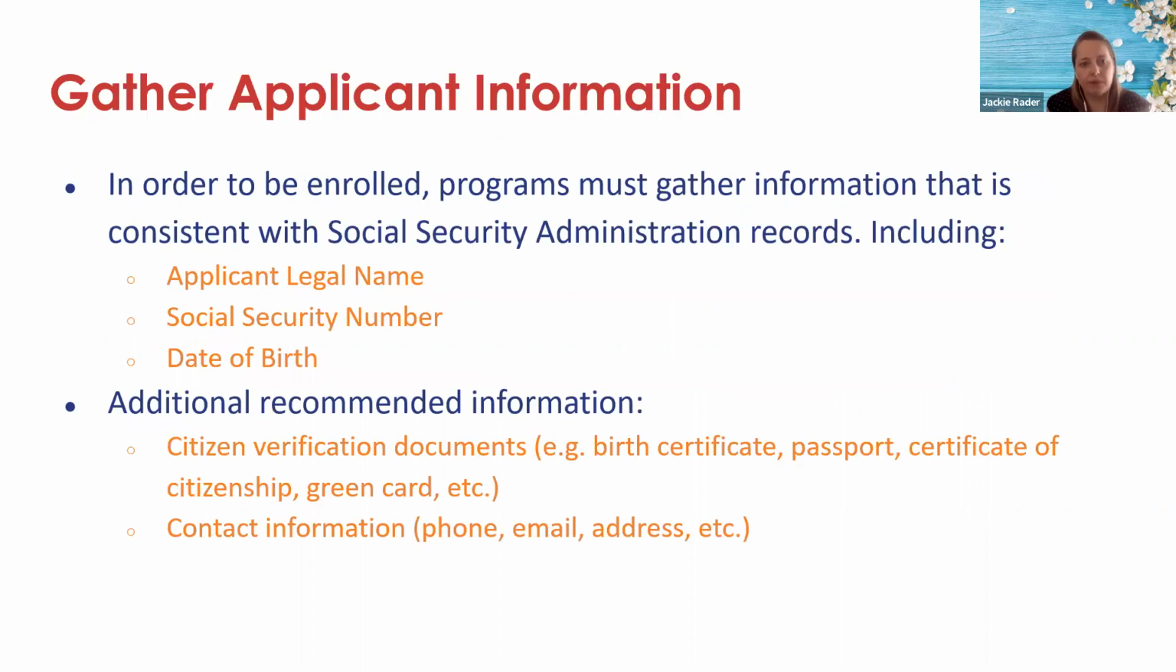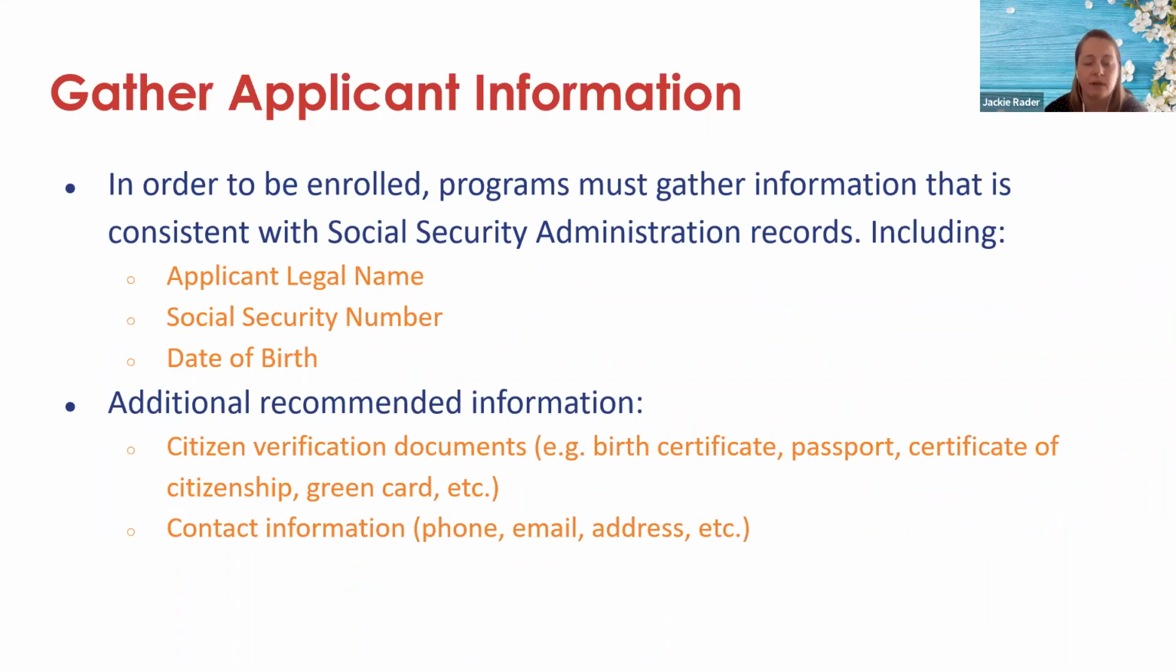As you're gathering applicant information, you need to get the following information and make sure that it's consistent with Social Security Administration records. So their legal name. My legal name is Jacqueline. I don't use it very often. I feel like I'm in trouble when people call me Jacqueline, but I can't put Jackie Rader on the form and have my background check run. It has to say Jacqueline Rader.